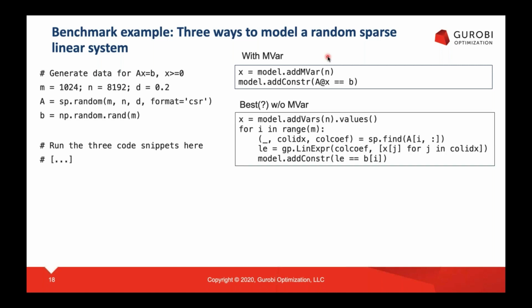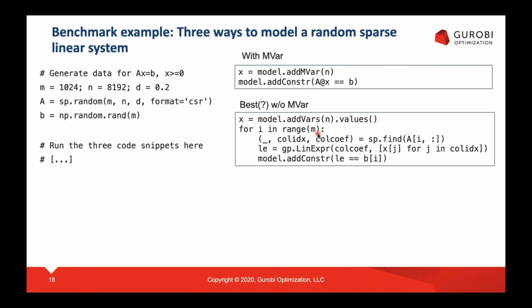And this is what I at least came up with. Maybe you have a better idea how to do this faster, but this is just the best I could come up with in reasonable time. What do I need to do here? I need to create not an MVar, but a list of n variables that I will use for composing the terms of the linear constraint. This is what this line does.